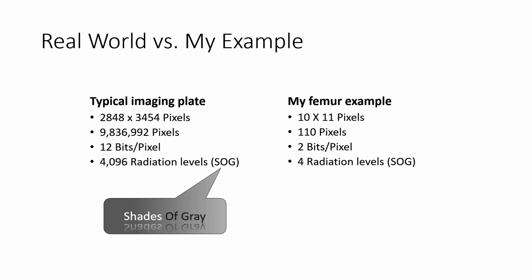If you're wondering what SOG means, it's short for shades of gray. Each radiation level will eventually be translated into a pixel, and that pixel will be translated into a color ranging from black to a shade of gray to white.